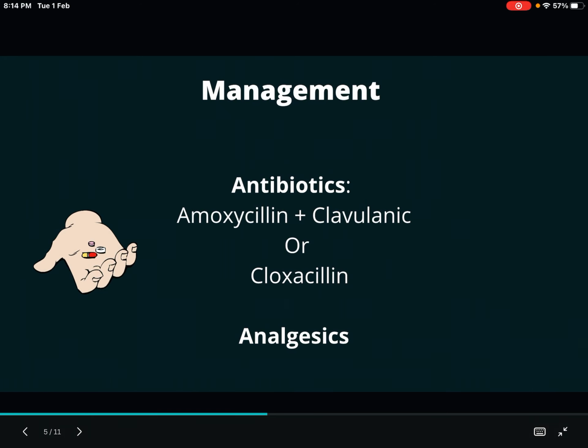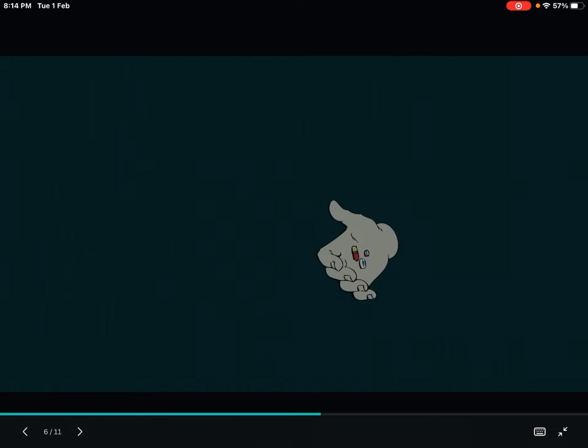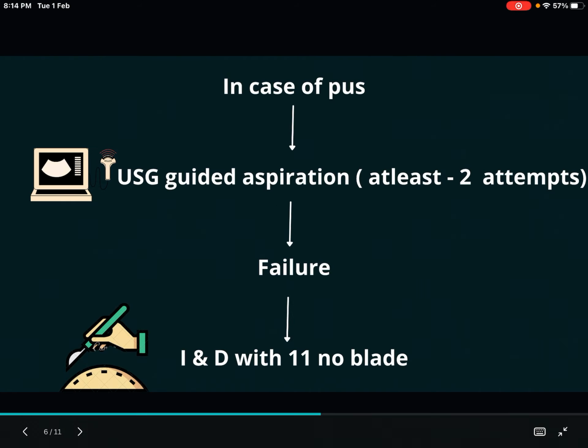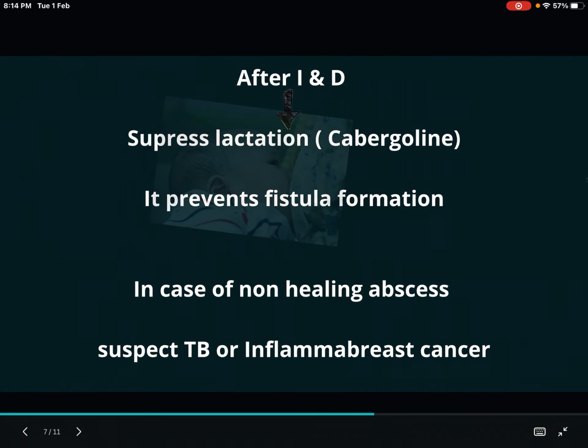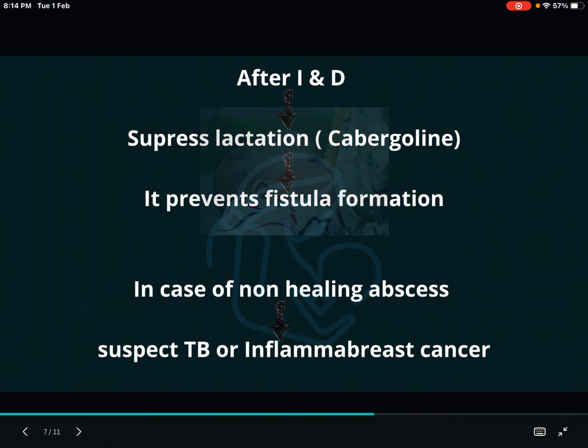Coming to the management part, management is antibiotics. And what are the antibiotics? Amoxicillin plus clavulanic acid, amoxiclav 625 that you guys know already, or cloxacillin we can give, and we have to give analgesics along with antibiotics. And coming to the pus, if pus formation is there, the best thing is you have to do USG guided aspiration. If it is not happening, you have to go for incision and drainage. And after incision and drainage, you have to suppress the lactation to prevent fistula formation.